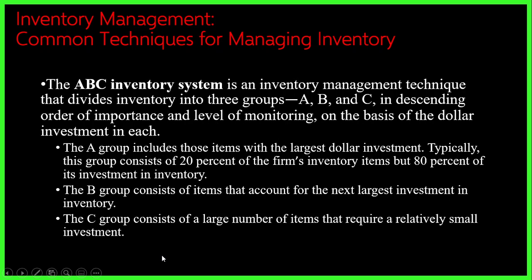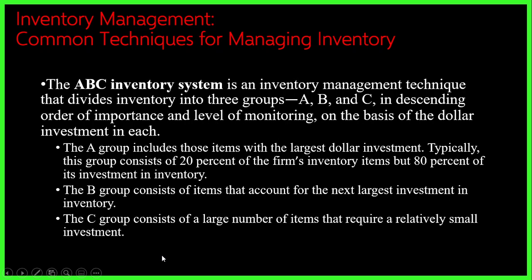Under inventory management, you have the ABC inventory system. This is when your inventory is classified into 3 groups, A, B, and C. That's why it's called ABC inventory system, which is different from ABC, no, na activity-based costing. This is just ABC inventory system, a method of classifying your inventories. So you have Group A, Group B, and Group C.